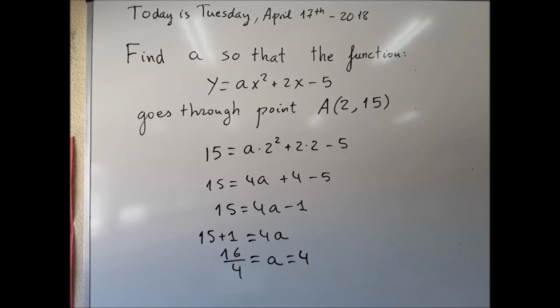And in the last problem, we are going to find parameters in a function to make the graph go through the desired point. In this case, it's a parabola where we have an unknown parameter a, and we want the graph to go through point A (2, 15). So what we do is we replace the x and y in the formula of the parabola by the coordinates of the point, and we solve the equation for a.